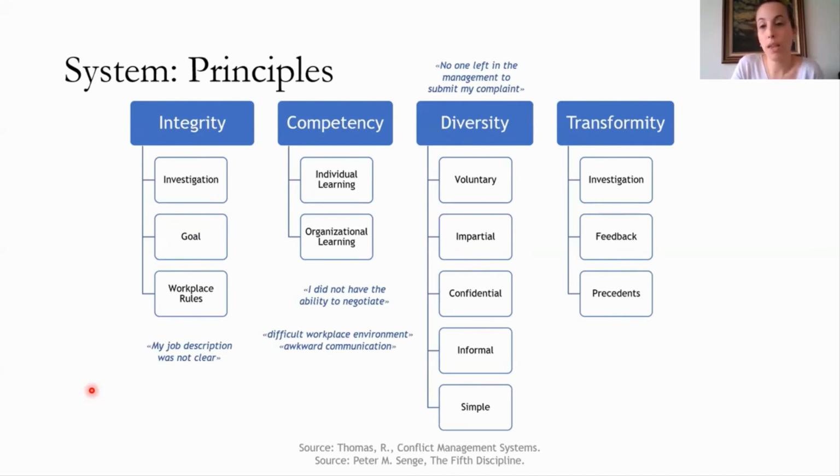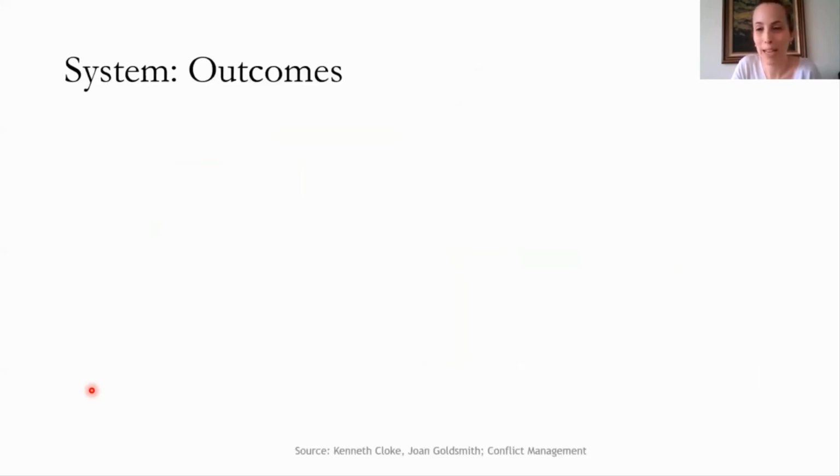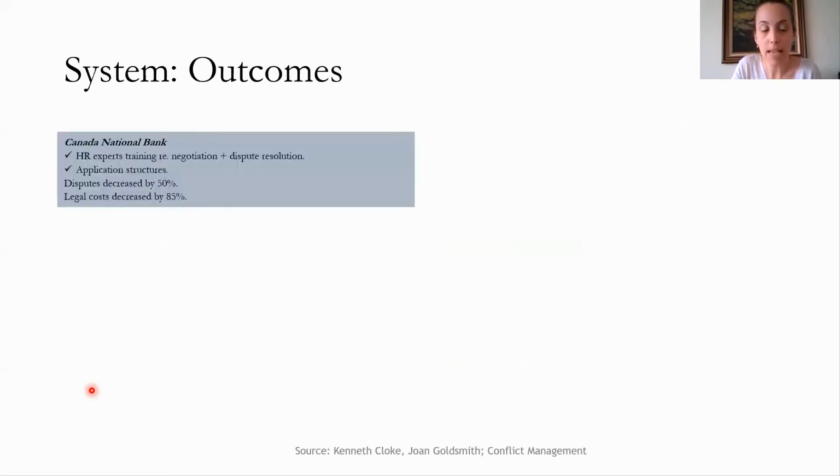So when we do this, what kind of outcomes are we expecting? We're, of course, expecting some good outcomes. Here are some example results. In the National Bank of Canada, HR experts got some training about negotiation, and they established a dispute resolution system. They structured application procedures, and they report that disputes decreased by 50% and legal costs decreased by 85%. And we never know what kind of good impacts the employees had.